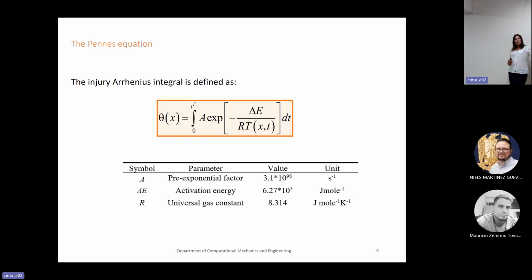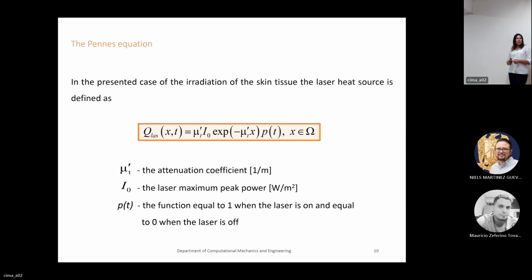And all those parameters here are the average parameters presented for skin tissue. But we must remember that we can analyze multi-layer skin tissue, for example, with at least three main layers. So those parameters will change. These parameters are like averages for one-layer skin tissue. What next? The heat source that is optional, so the laser heat source.